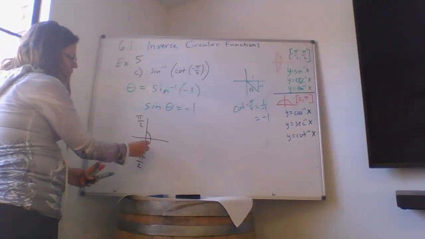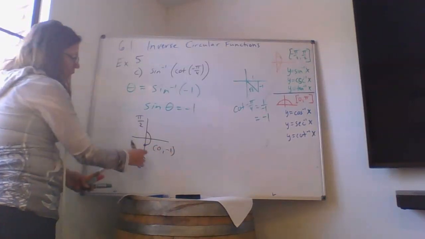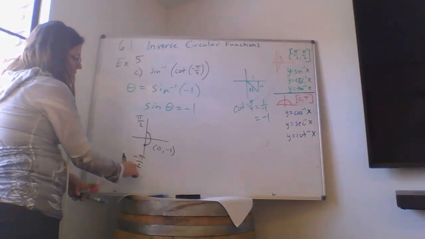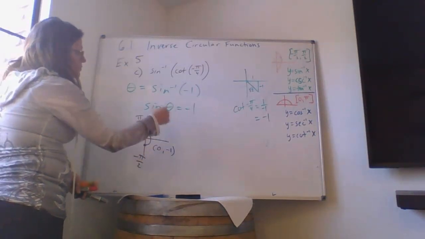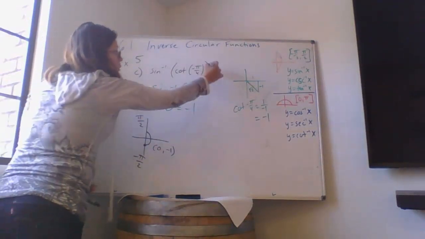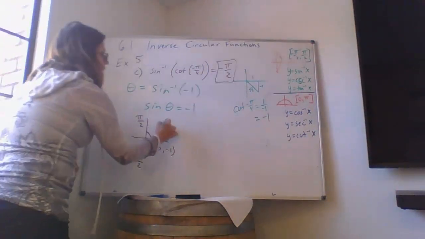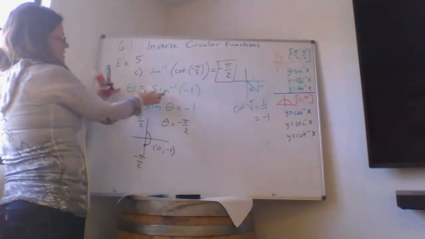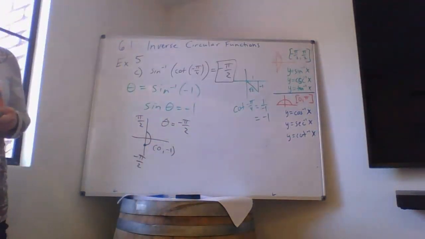And that's down here. Because our coordinates are 0, -1, that means our sine is a -1, and that's at the angle of -pi/2. So our final answer is this whole thing will equal -pi/2. Because notice I got theta equals -pi/2, but that's what the sine inverse equaled, which is equal to that right here. So our final answer is -pi/2.